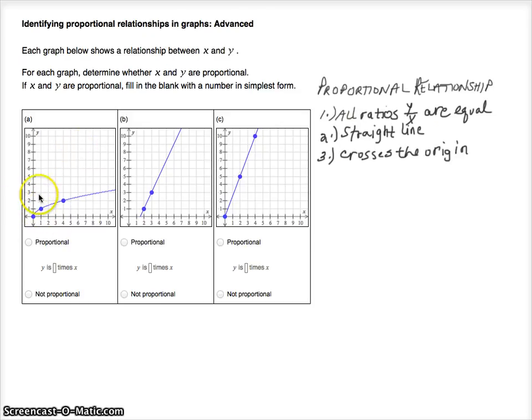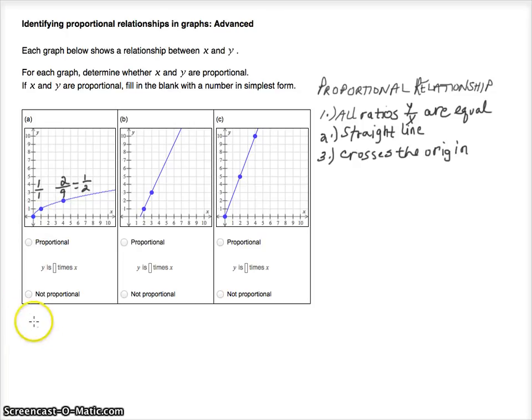So let's go to this first one and test our relationships here. My first y over x relation is 1 over 1. My second one is 2 over 4. If I reduce 2 over 4, I get 1 over 2. 1 over 2 does not equal 1 over 1, so it's not a proportional relationship. It doesn't make a straight line either. It's a curve.